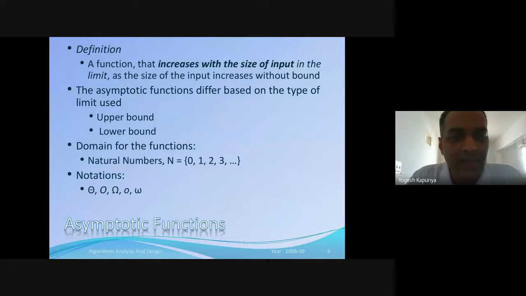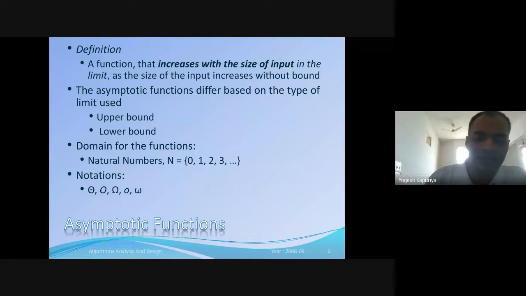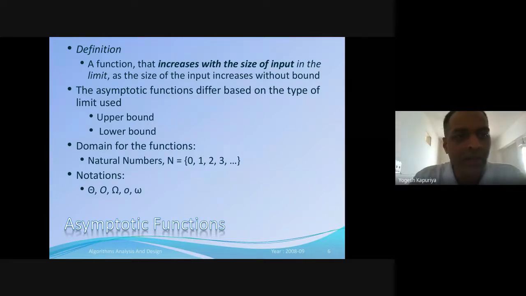So what is basically the definition of an asymptotic function? It is a function that increases with the size of input in the limit as the size of input increases without bound. You may not find it easy to understand, but we will discuss an example and it will be more clear. There are mainly two classes of asymptotic functions. First is a class based on the upper bound, and second is a class based on the lower bound. The domain of those functions is the natural numbers.